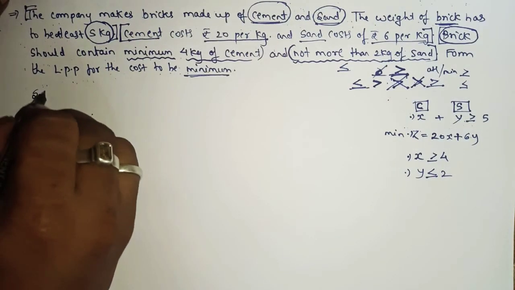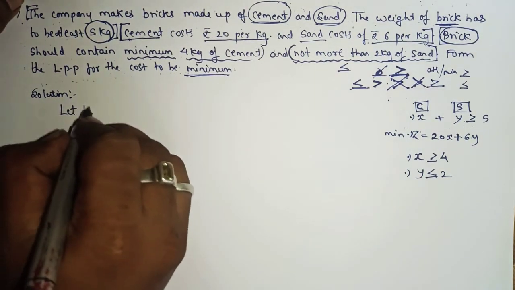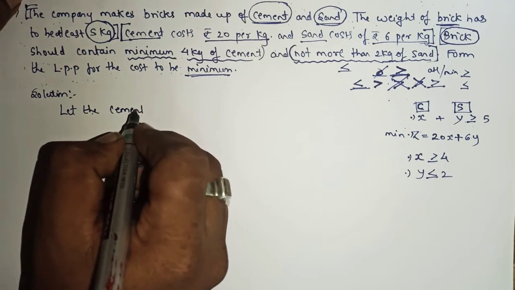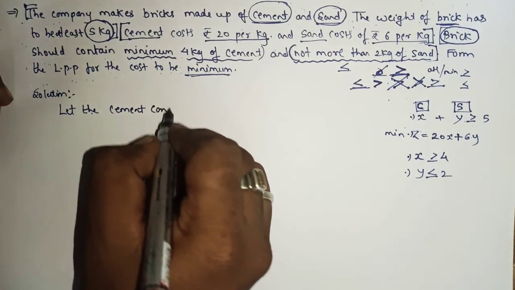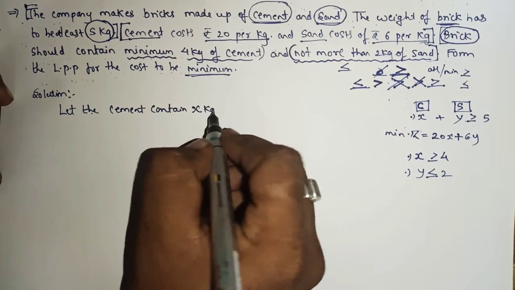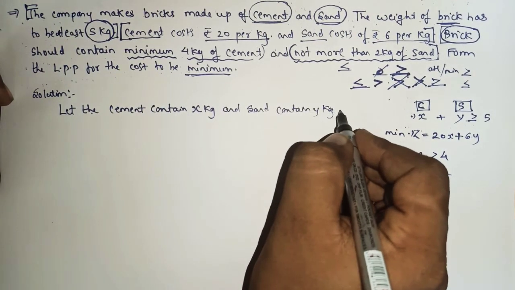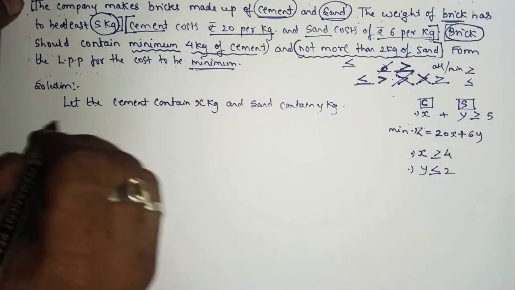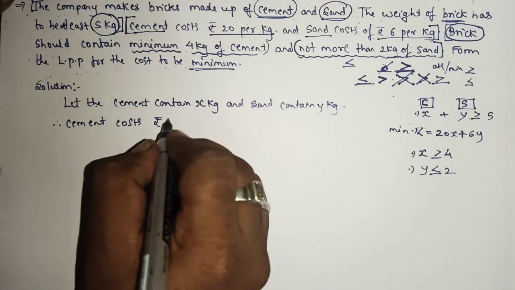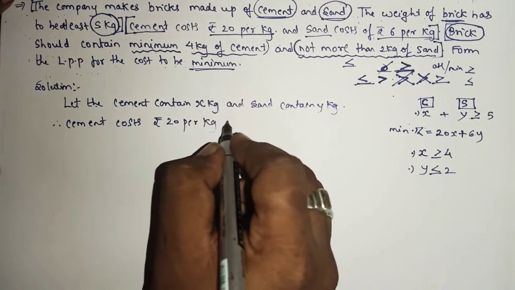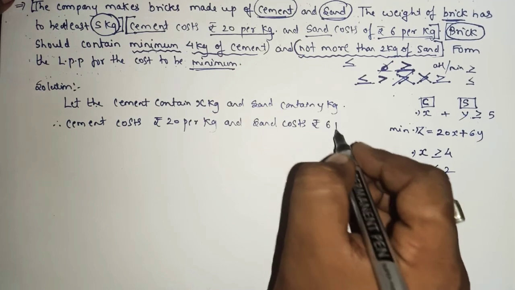So first step will be what? In the solution we will write, let the cement contain x kg and sand contain y kg. So therefore cement costs rupees 20 per kg and sand costs rupees 6 per kg.